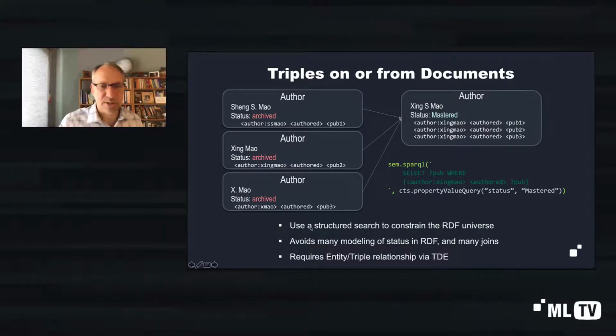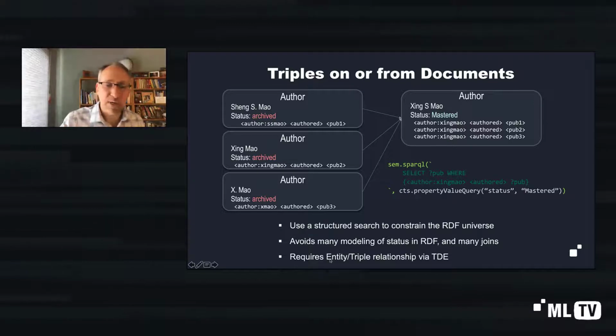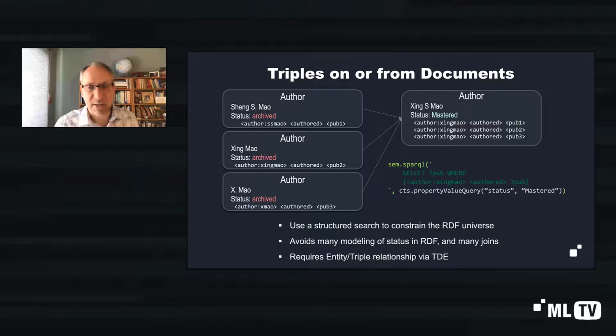And to summarize that, use a structured search to constrain the RDF universe. Property value query is a structured search. It avoids modeling things in RDF, it avoids a lot of joins, but it requires that you put your entities and triples on the document, or you use TDE to pull them out of the document. TDE does this for you. When you project things out of a document, those triples remain connected to the document in the indexes.